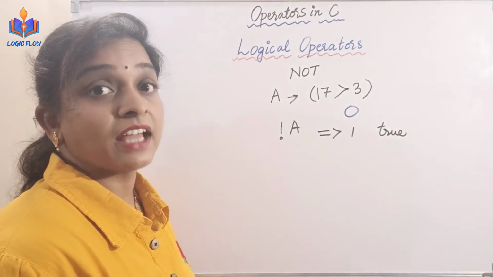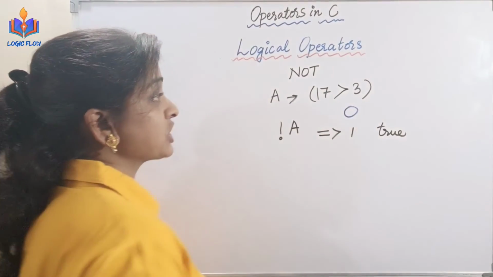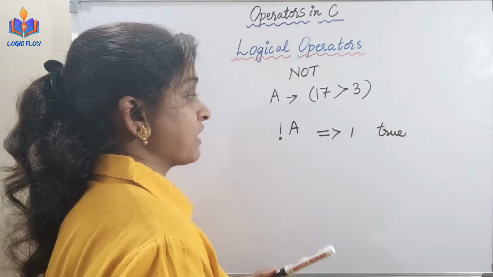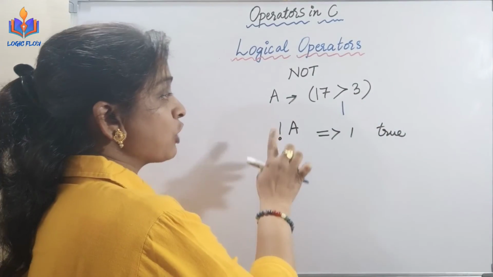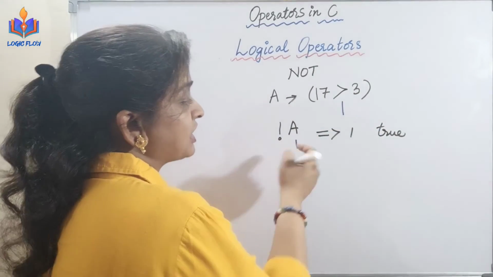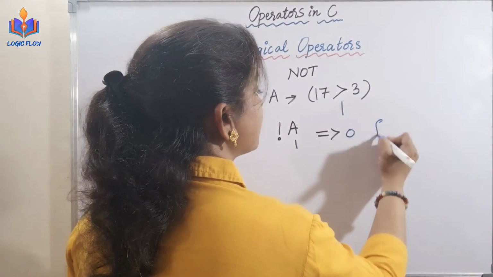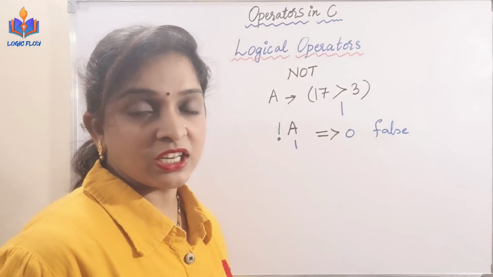Now let A be 17 greater than 3. Is 17 greater than 3? Yes, the condition is true. 17 is greater than 3. My answer is 1. Now I say not of A. A here is 1. Not of 1 is 0. My answer is false. So this is how we work with logical NOT.